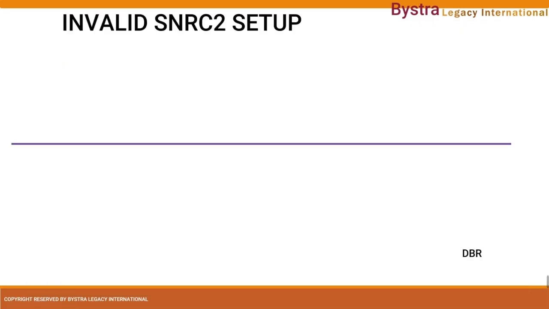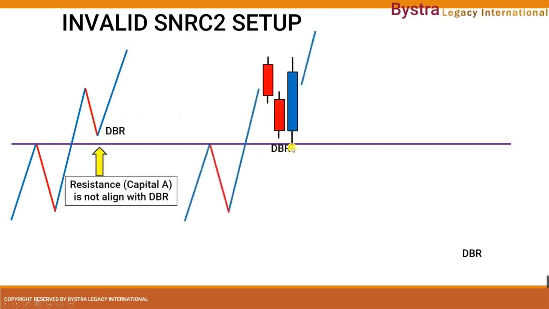So here I'm going to show you also some of the invalid SNRC2 setups. So let's have a look here. So this is the drop base rally. As you can see, the drop base rally in this case is not aligned with the capital letter A. Okay, if you move to the line chart, it will look like this. However, if you go to the candlestick chart, you can see that the shadow has touched this one.